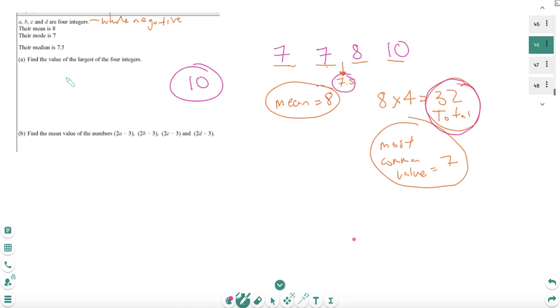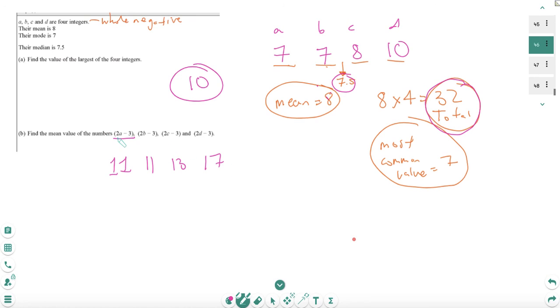Next, find the mean value of the numbers 2a minus 3, 2b minus 3, 2c minus 3, and 2d minus 3. All right. Well, let's have a look. Well, I guess we're using our a, b, c, and d from here. So let's just find the value of each of these. So 2a minus 3. So 2 times a is 14, because a is 7. So 2 times 7 is 14, minus 3 is 11. 2 times b, well, b is 7. So 2 times 7 is 14, minus 3 is 11 again. 2 times c, 2 times 8 is 16, minus 3 is 13. 2 times d is 20, minus 3 is 17.